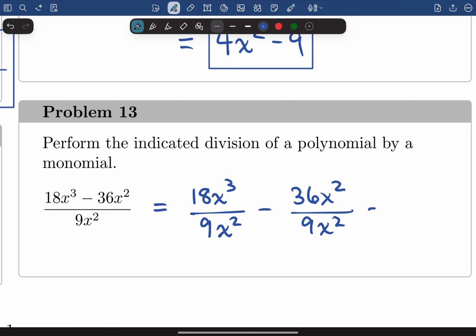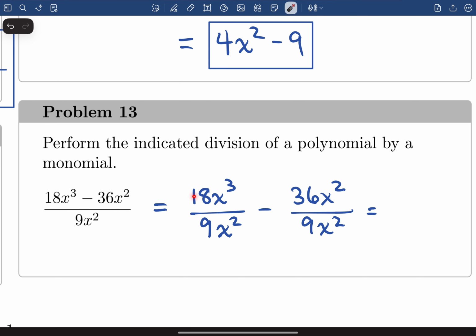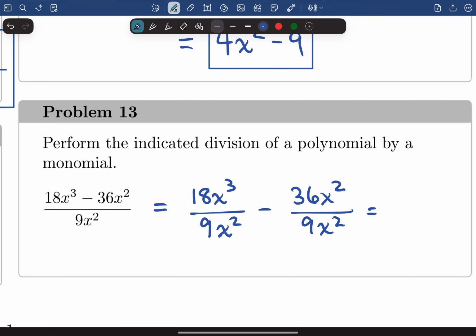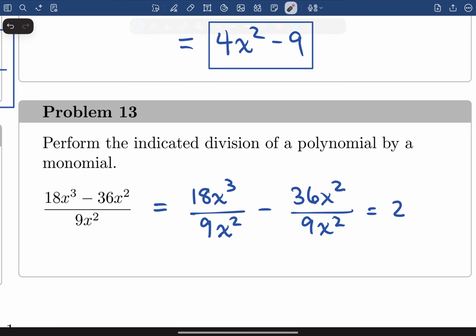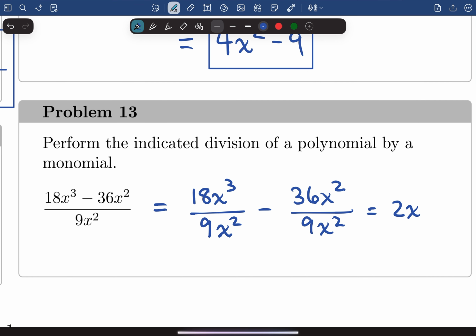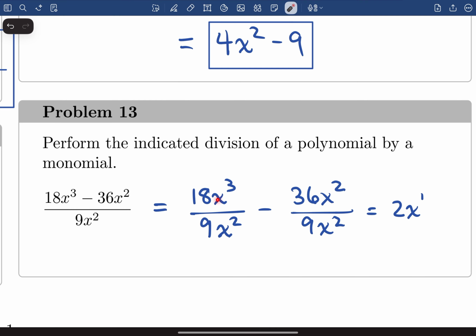So let's keep it really easy for you. 18 divided by 9 is 2, right? And x cubed divided by x squared, there's one more x on top than on bottom, so it's going to result in just 1x, x to the first power. I just use the quotient rule, right? x to the 3 minus 2 is x to the first. Now, of course, we can make that first power invisible.